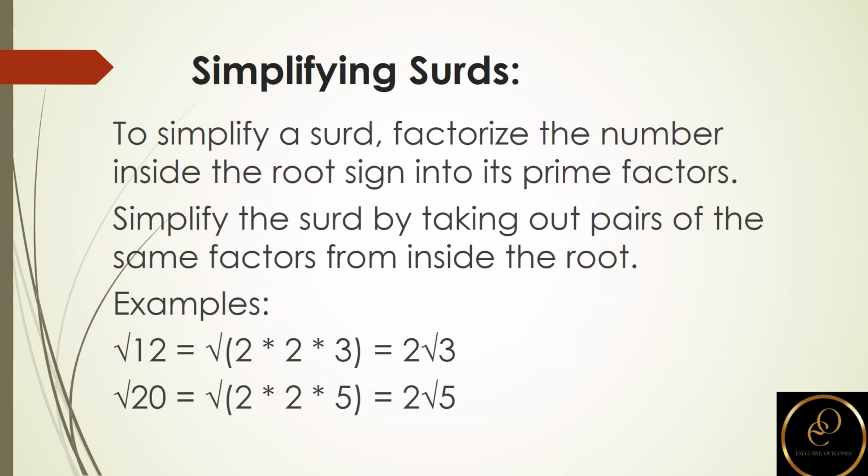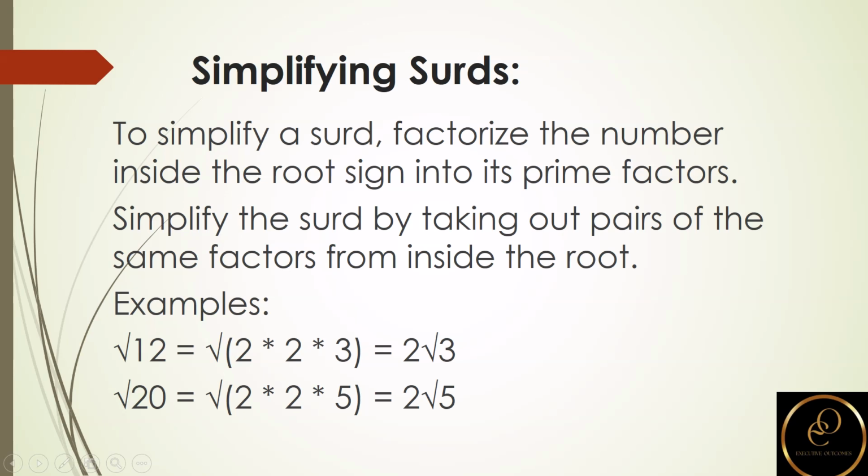Now, we need to also learn how to simplify Surds. So how do we simplify Surds? We can factorize the number inside the root sign into its prime factors. That's one way we can easily do that. Simplify the Surd by taking out pairs of the same factors from inside the root. Let's look at these two examples. If you look at the square root of 12, it can be expressed as the square root of 2 times 2 times 3. 2 times 2 is 4, times 3 it is 12.